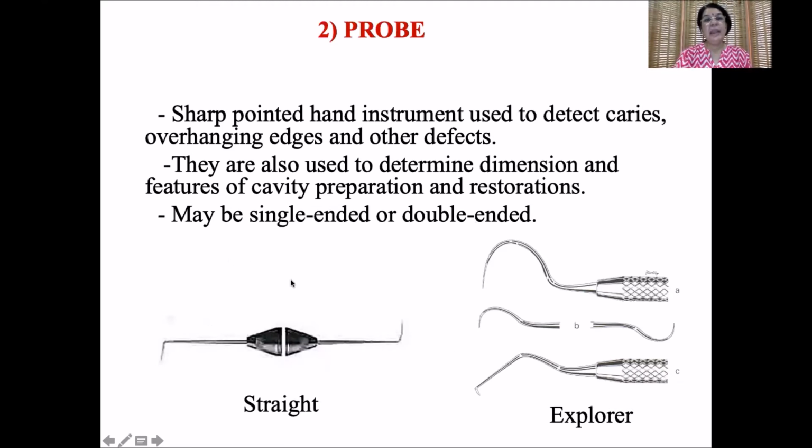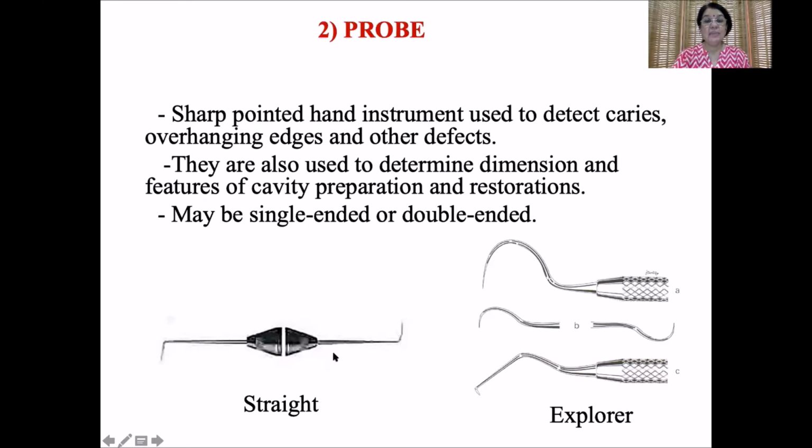There are different types of probes. You have the straight probes, or you have the curved probes. These curved probes are called explorers. We don't call them curved probes. We call them explorers. Last time I told you that when you give an angle to the shank, you get the working tip nearer to your hand. The nearer the tip is to your hand, the better is your tactile sensation.